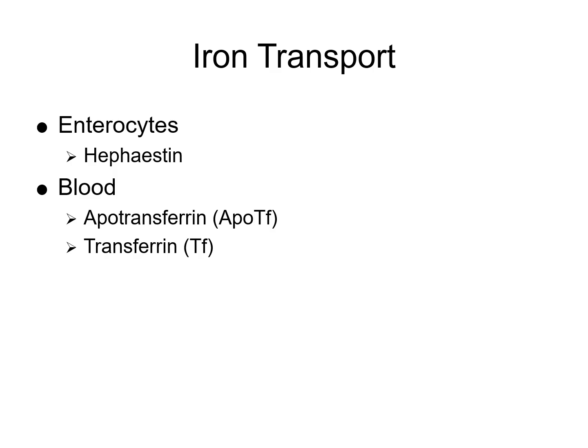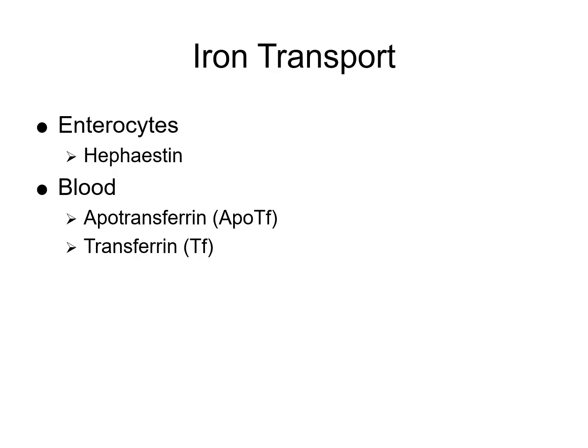Apotransferrin is one of those plasma proteins. It is an iron-free form of transferrin. It is present in plasma and it has a high affinity for ferric iron. The role of apotransferrin is that it binds the ferric iron oxidized by hephaestin to form transferrin, which prevents free iron toxicity.